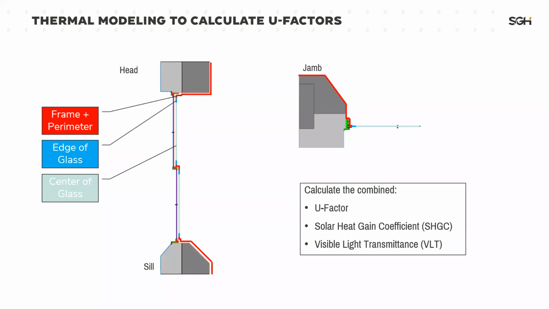So in our energy model, when we set up the windows, we set them up to be a little bit bigger than the existing windows. And then we entered in the overall combined U-factor, solar heat gain coefficient, and visible light transmittance for that whole window plus 1 foot perimeter area.